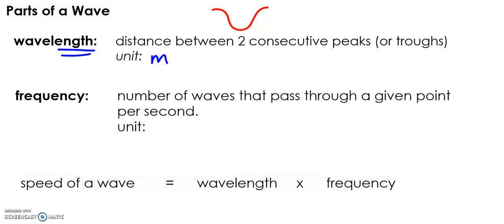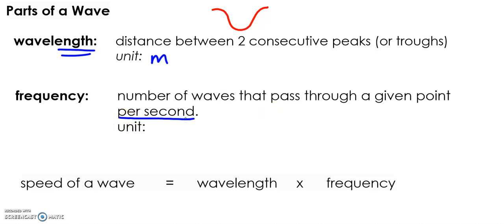So they're much smaller. All right, frequency, when you just hear the word frequency, it's just how often something happens. So this is the same thing with waves. How often the waves occur. So, frequency is the number of waves that pass through a given point per second.